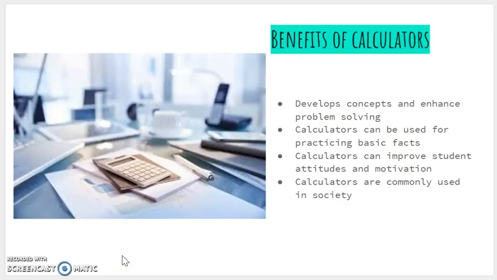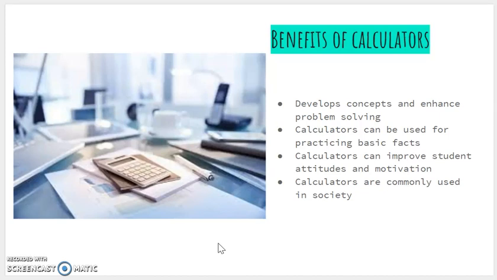Calculators can improve student attitudes and motivations. Just by using calculators, students can be more motivated. Students like using tools and other resources other than the traditional pencil and paper. So this can help them be more engaged in activities.